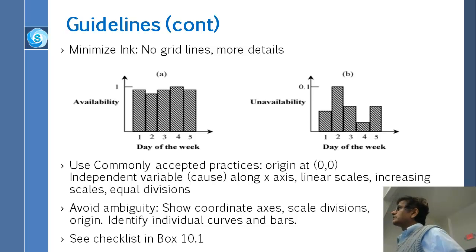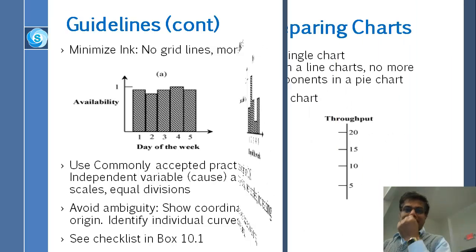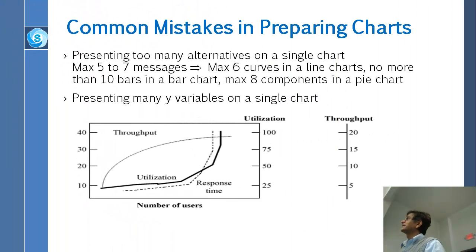So there is a whole checklist in the book, box 10.1, which you can read. It is a whole set of things which talk about how to present. Now this is something that they teach in high school, I know that, but most people forget by the time they write papers in graduate school. So I just need to remind you that this is how you do the plotting. Now let's see some more common mistakes.